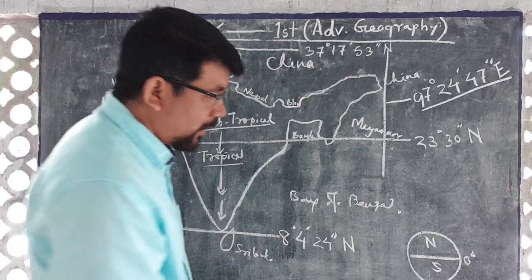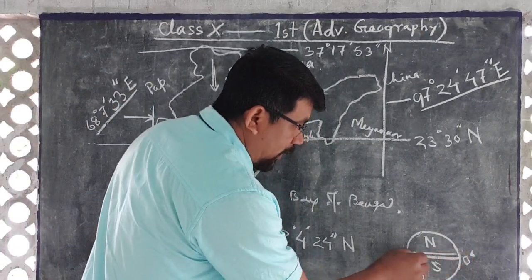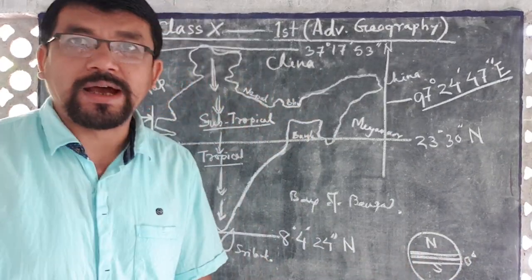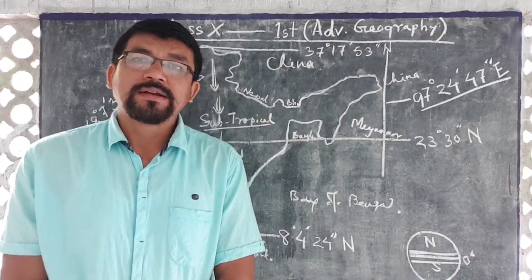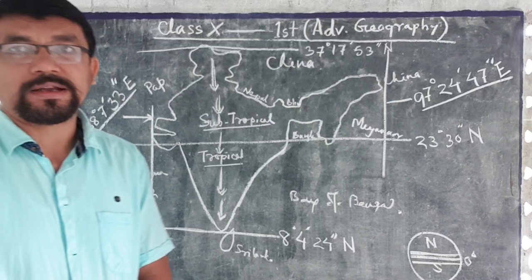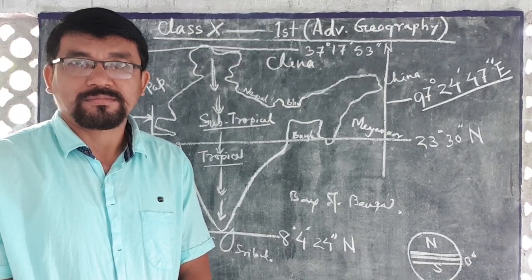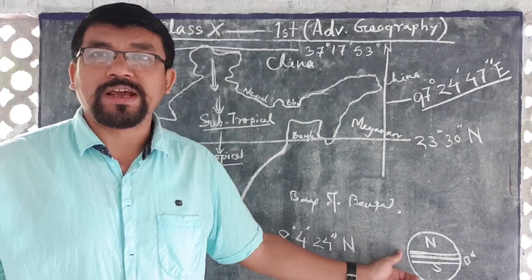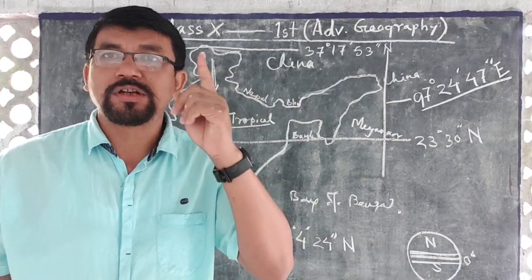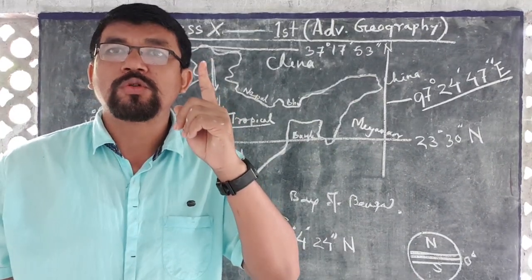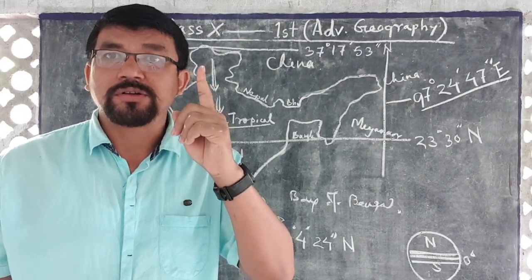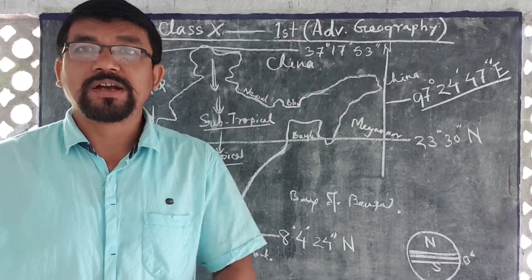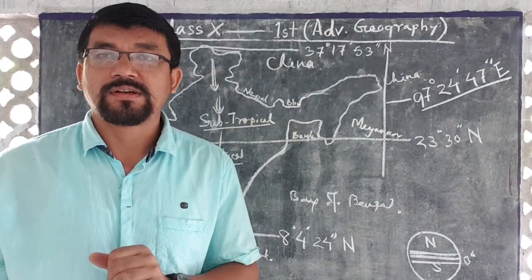So, temperature is always high over this equatorial region. As you know that in this region, the sunlight is always vertical. And in this region, there is no seasonal change. Only one season is found there, which is known as summer season. Summer season is found throughout the year. There is no seasonal change.